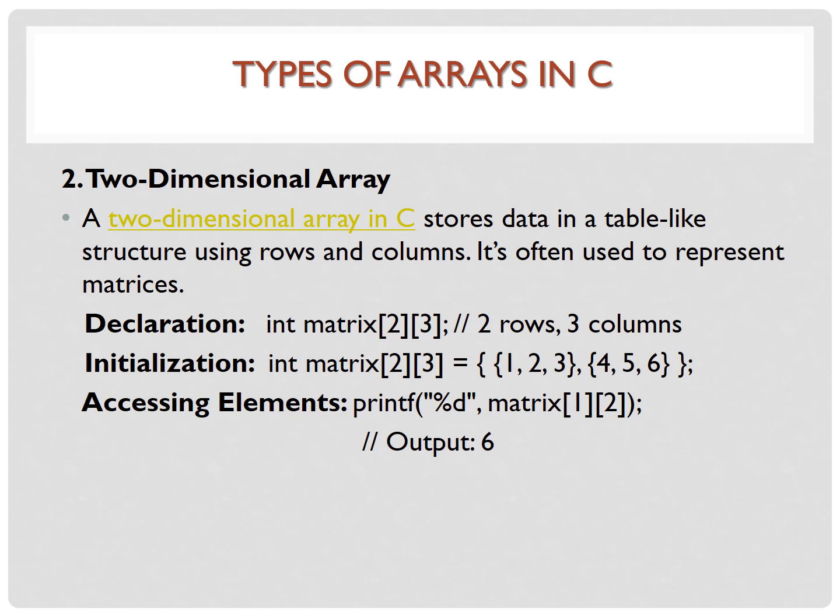Next comes accessing elements. Here I have a printf statement. matrix[1][2] accesses the element in row 1, column 2 of the two-dimensional array matrix. So in this array, the element being accessed is matrix[1][2], which is the value 6. The value 6 is accessed. For matrix[1][2], the output is 6.